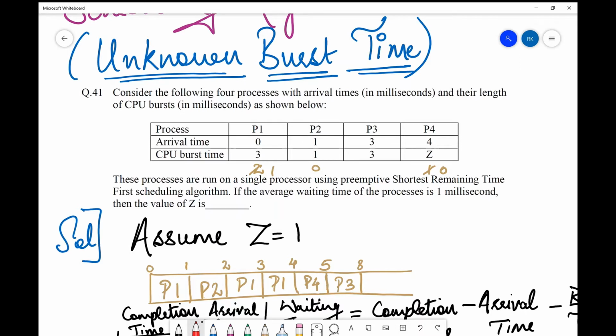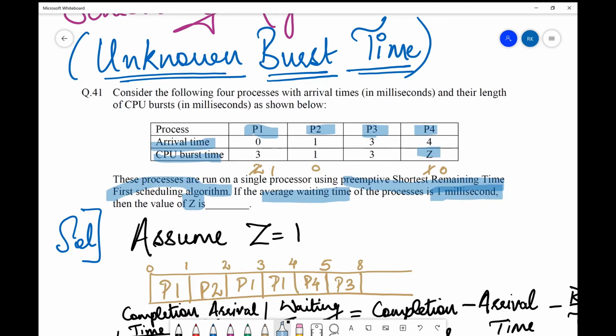As you can see, we have been given four processes P1, P2, P3, P4 with their arrival times and CPU burst times. Then what is asked is that using the preemptive shortest remaining time first scheduling algorithm, the average waiting time for scheduling these processes is 1 millisecond. So we basically need to find out the value of Z, which is the CPU burst time for P4, which is not given.